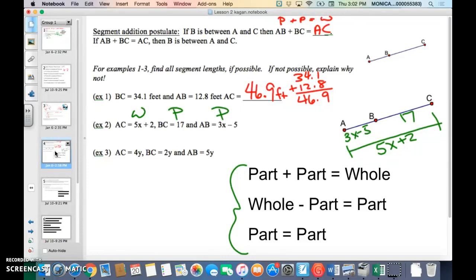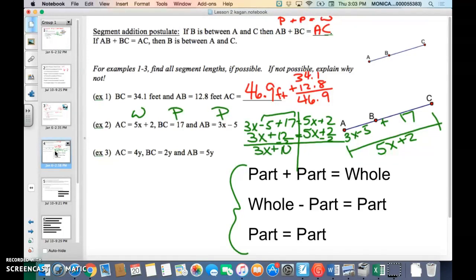So if I'm trying to figure out what x is, I'm going to go ahead and this plus this is going to equal the whole thing. So 3x minus 5 plus 17 equals 5x plus 2. Put my line down the middle. So this is 3x. These are like terms, so I'm going to combine them. That's positive 12 equals 5x plus 2. Now the best thing I can do is subtract 2 from both sides.